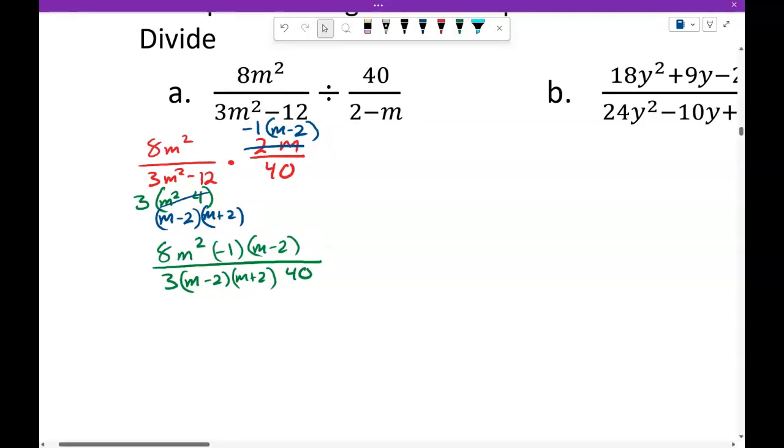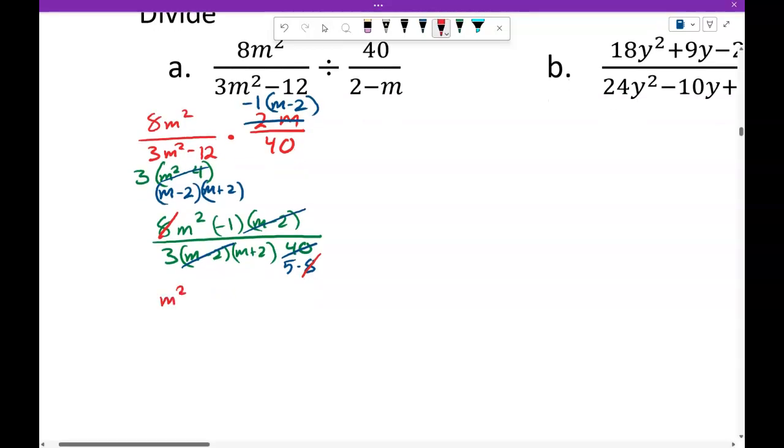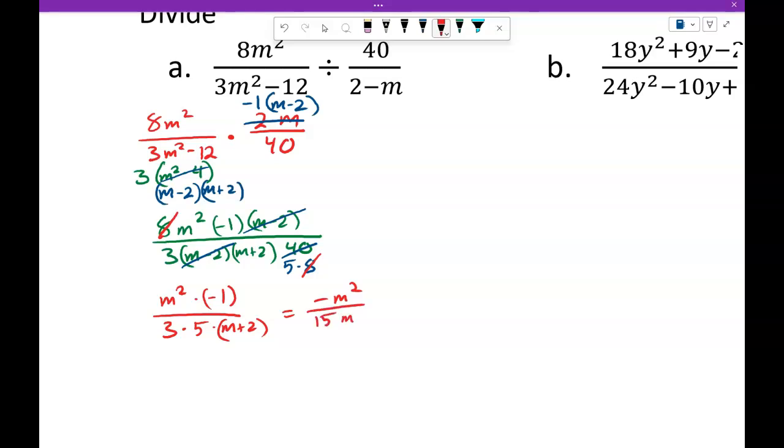We can go ahead and look for common factors. We see that we have an m minus 2 that's the same. And then 8 and 40 share a common factor of 8. 40 can be rewritten as 5 times 8, so those 8s will reduce, leaving our numerator with m squared times negative 1, and our denominator as 3 times 5 times m plus 2. A little bit of a cleanup step, giving us negative m squared over 15 times m plus 2.